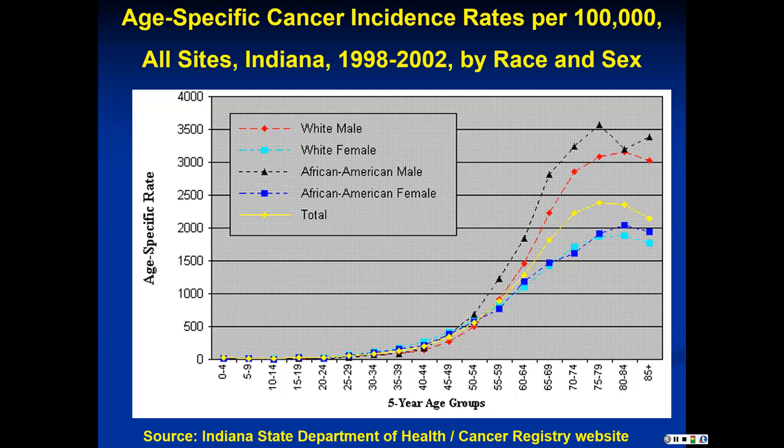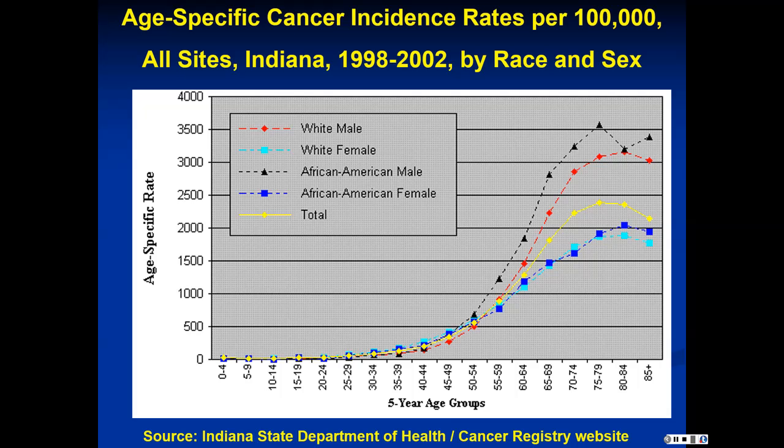So we start with what are called age-specific rates. This is a graph from the website of the Indiana State Department of Health. They have a cancer registry funded by the CDC, and in their annual reports they have some very nice graphs, and this is one that was published a few years ago. It's the data from 1998 through 2002, so it's a little bit dated, but the curves are beautiful.